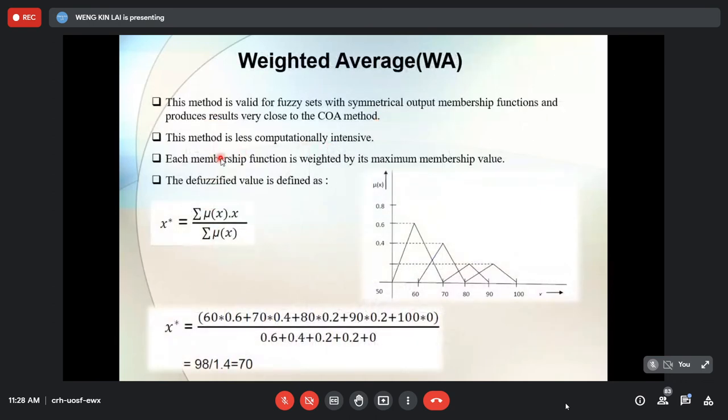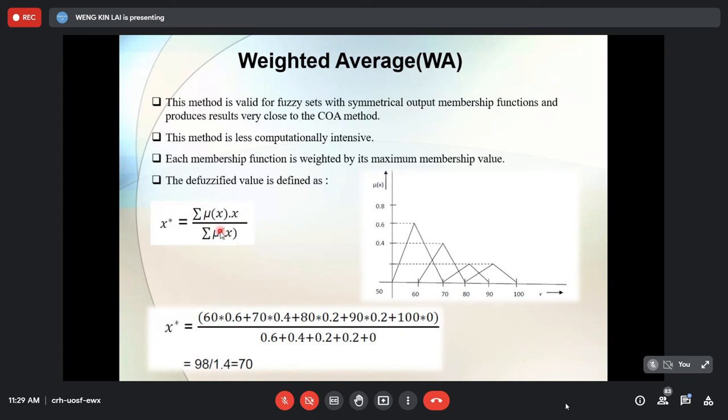The advantage of this method is that although it gives you good accuracy, at the same time it's also less computationally intensive. It doesn't need that much computing calculation, but it gives you high accuracy. Each membership function is weighted by its maximum membership value, and then divided by the membership itself.